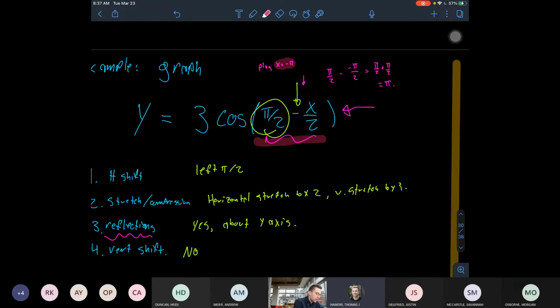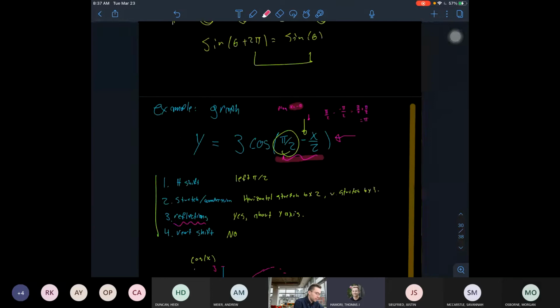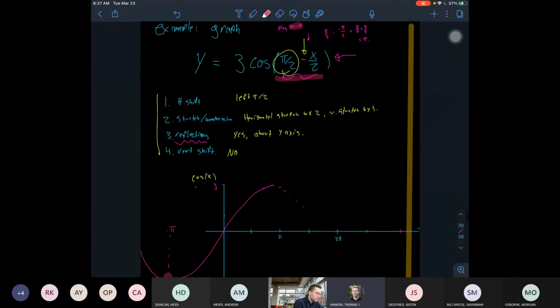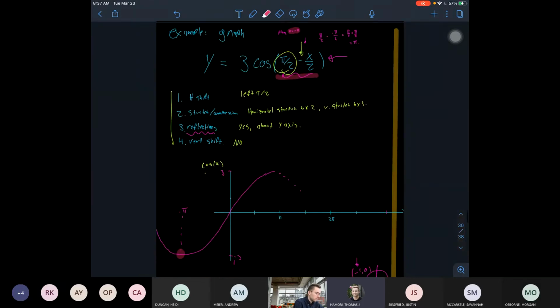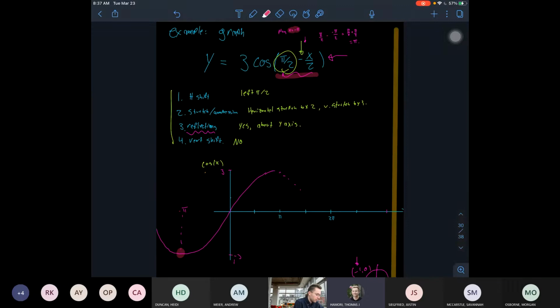So that's kind of one way that you can check and see if your graph is good. Okay, you can always check and see if a point on your graph, when plugged into the equation, gives you what you thought you should get.